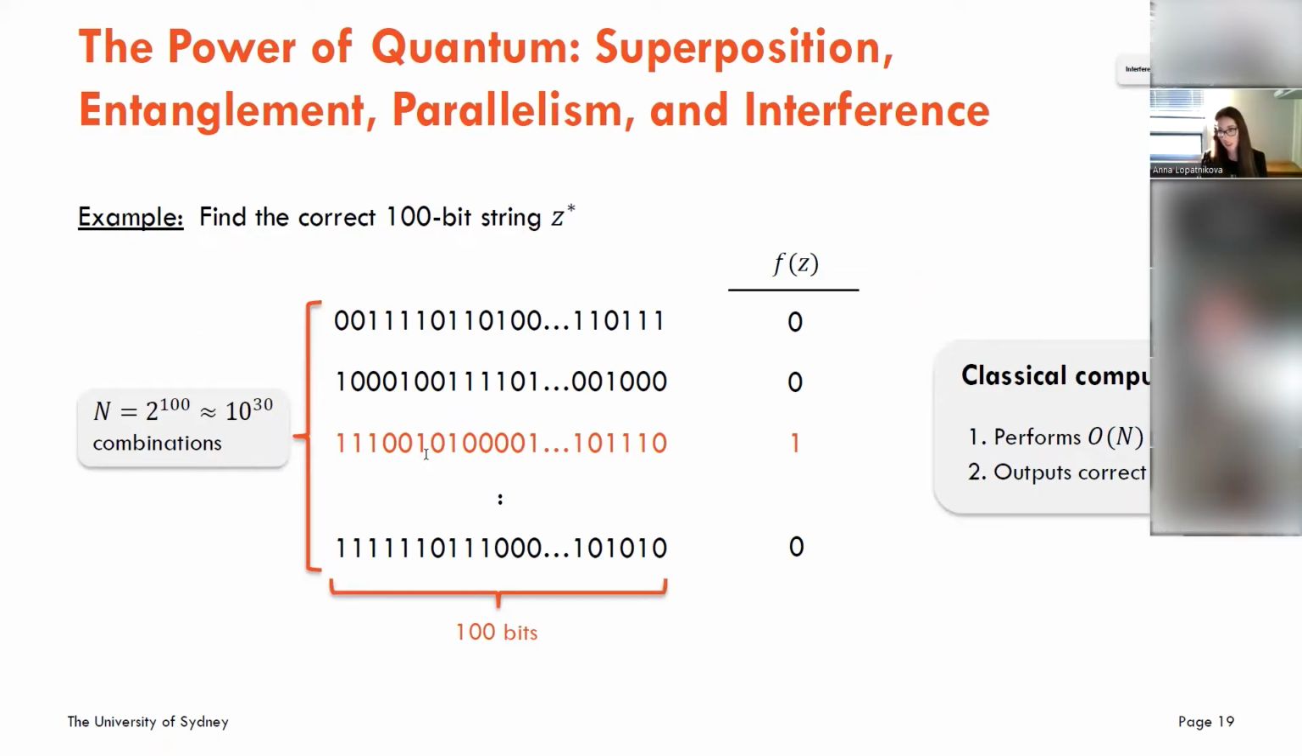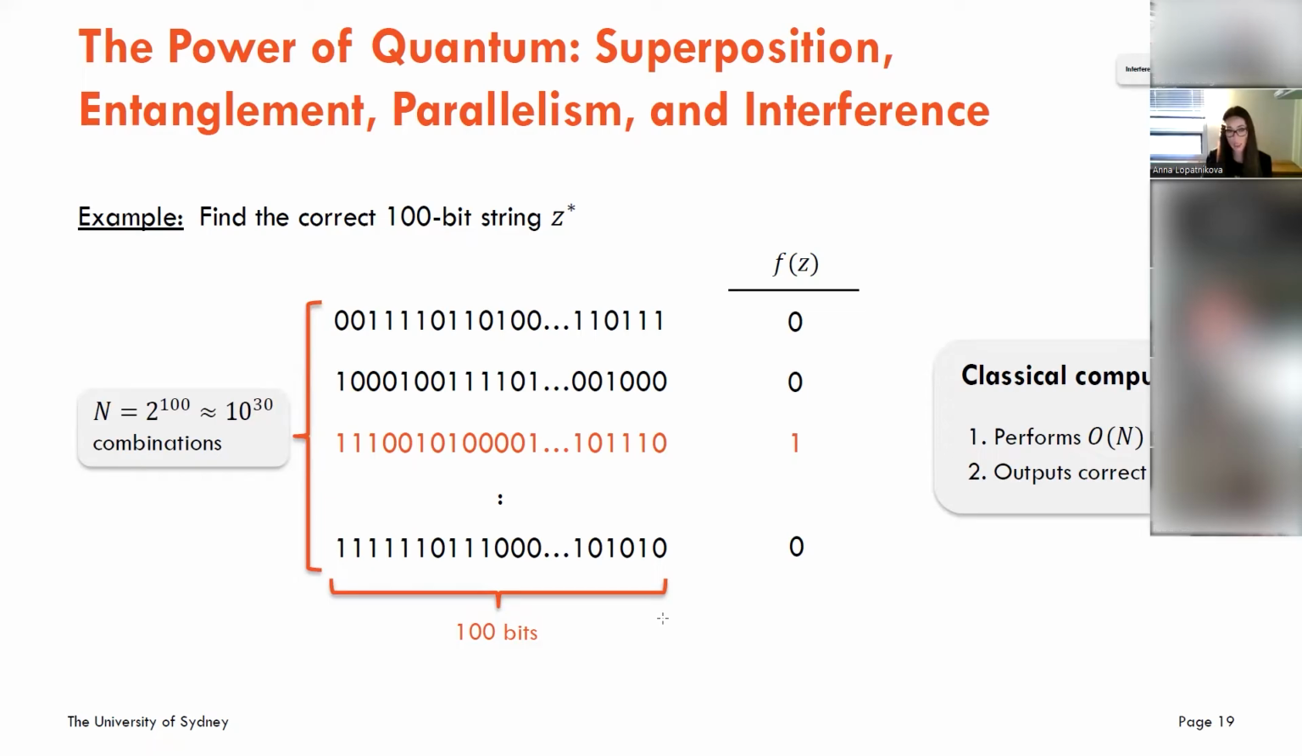To give you a concrete example of how this works, let's consider a simple search problem. The problem is to find the correct 100-bit string Z star, using a function that labels the correct string. If the string is correct, then the function outputs 1. If the string is wrong, the function outputs 0.